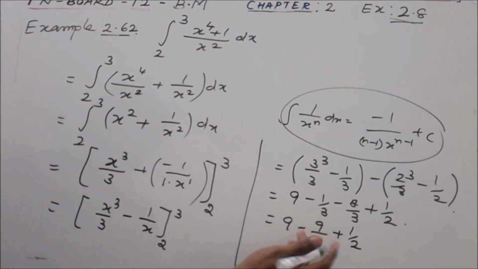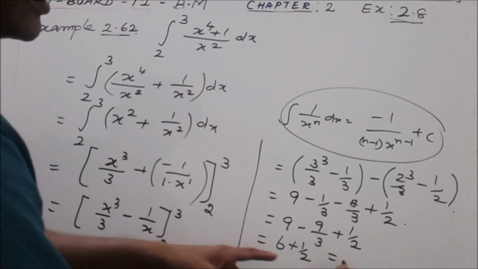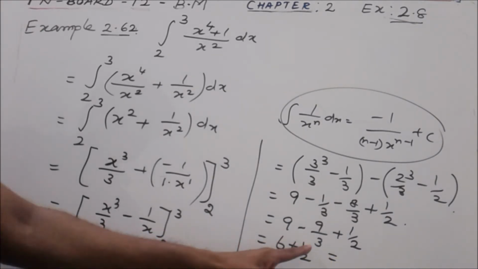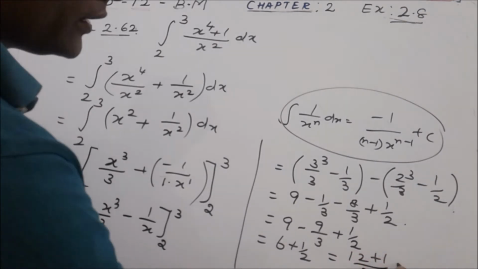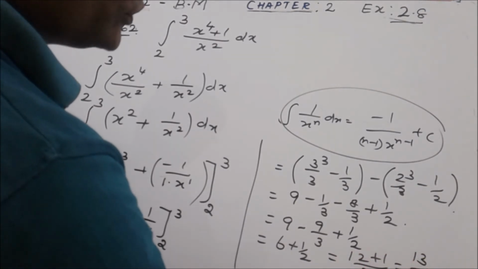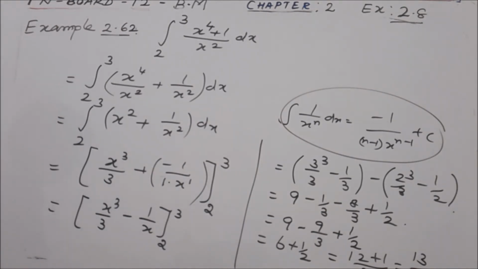So 9 by 3 is 3, so 9 minus 3 is 6 here, 6 plus 1 by 2 we have. 9 minus 3, 3. Then plus 1 by 2. 6 plus 1 by 2, which will be equal to, taking LCM, 12 plus 1 by 2. That is 12 plus 1 by 2 equal to 13 by 2.